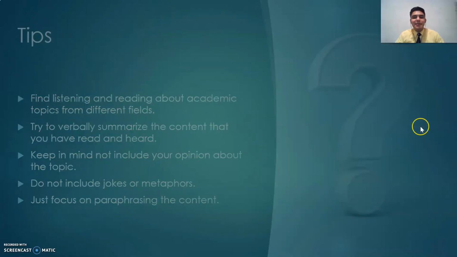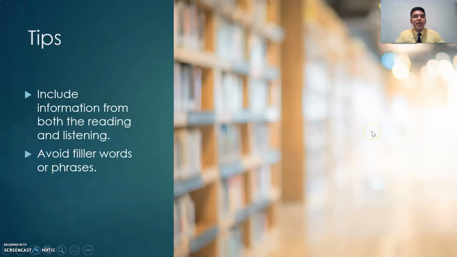Okay, let's continue. Here we have some more tips. So include information from both the reading and listening. They will also evaluate the ability that you have to connect these ideas in between both readings and listenings. So be sure to pay attention to both of them. Take notes, and that's going to help you out a lot.